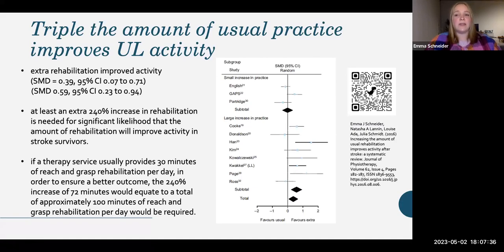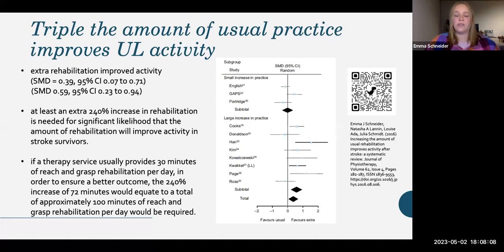So what that really means in practice is if a therapy service is actually providing in their usual practice when they're targeting arm and hand practice, if there's only 30 minutes of reach and grasp rehabilitation delivered per day, in order to ensure or guarantee that significant likelihood that someone's going to get even better than they would normally, that 240% increase is actually 72 minutes. So that means a total of 102 minutes of reach and grasp rehabilitation per day would be required.